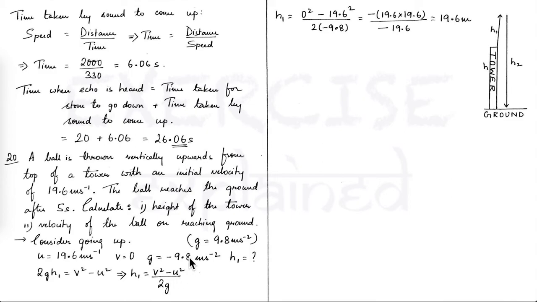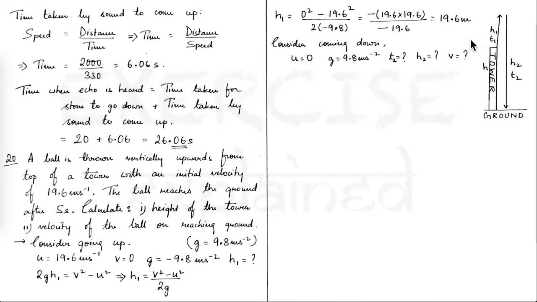Now we substitute the values. So v square is 0 square minus u square, which is 19.6 square, divided by 2 into minus 9.8. We can write minus 19.6 square as minus of 19.6 into 19.6, divided by 2 into minus 9.8, which gives us minus 19.6. Now minus minus cancels, 19.6 cancels, so we are left with 19.6 meters. So this height is 19.6 meters.